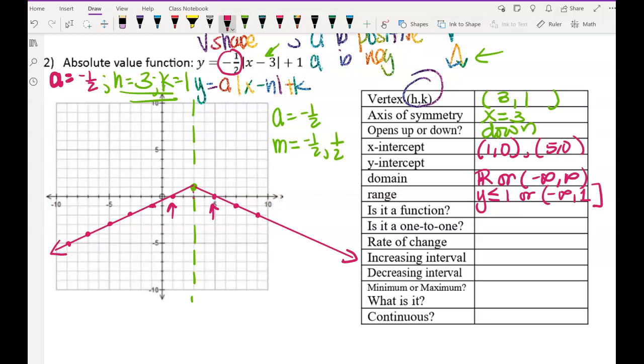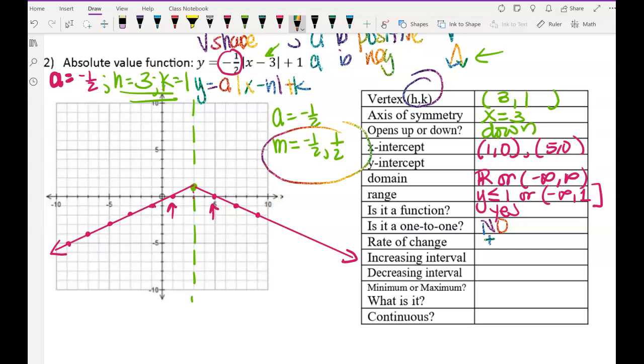It is definitely a function, okay? Remember, a 1-to-1 means, does it pass the horizontal line test? And when we make a horizontal line test, it crosses 2 times. So no, it is not a 1-to-1. So I'm going to erase that. A rate of change means there's a slope, so there are 2 of them, okay?